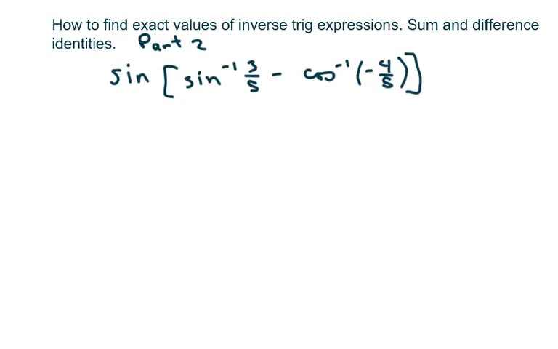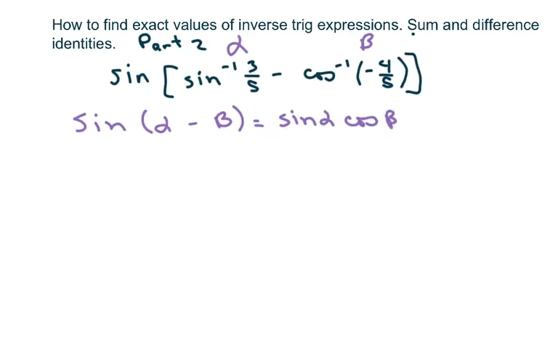Hi everyone, we're going to find exact values of inverse trig expressions. We're using sum and difference identities here. Basically we have a sine of alpha and beta. So what we want to do is use sine of alpha minus beta equals sine of alpha cosine of beta minus cosine of alpha sine of beta.